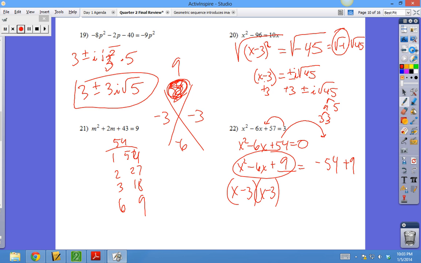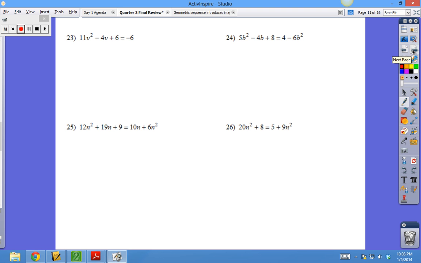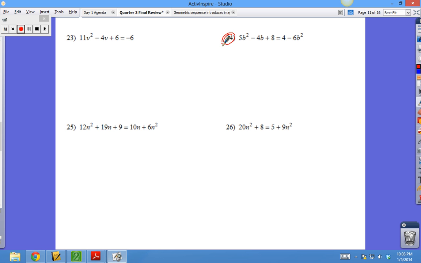Okay, this last series, if we look at a problem like 24, I'm going to get everything on the same side. So I'm going to plus 6b squared. And the 4, I'm going to minus the 4, but it lines up with the 8. So I'm going to have 11b squared minus 4b plus 4, and on the right hand side, I got 0.